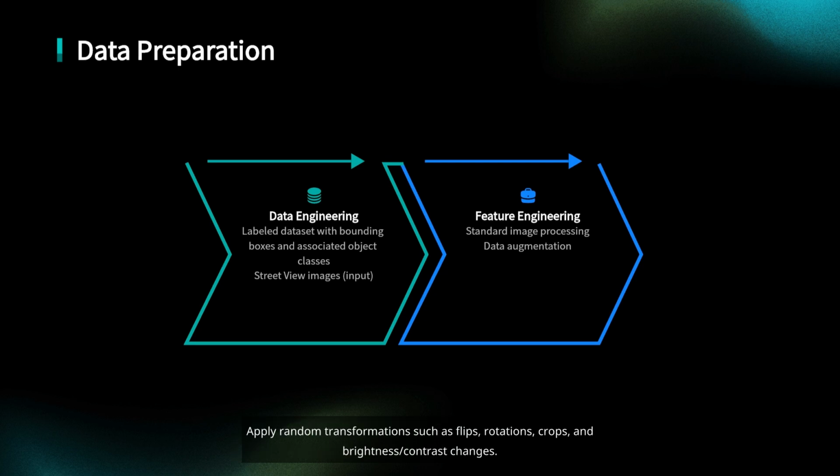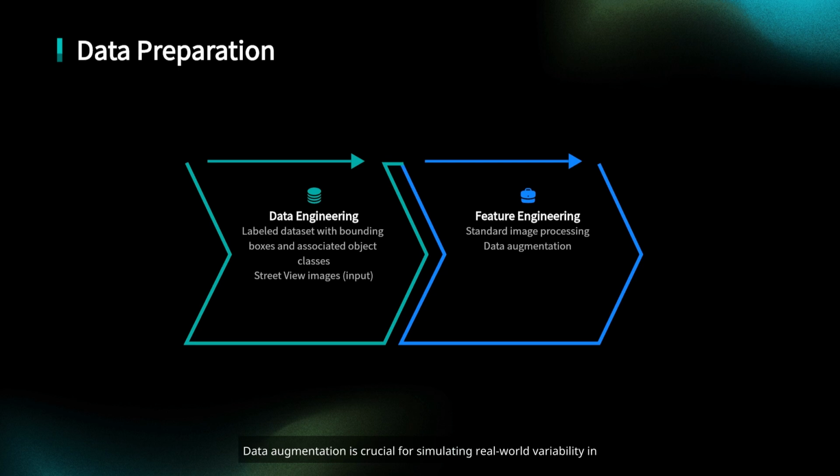Apply random transformations such as flips, rotations, crops, and brightness/contrast changes. This helps the model generalize to different conditions, for example, faces in shadows, tilted license plates, or partial occlusions. Data augmentation is crucial for simulating real-world variability in Street View imagery, helping the model detect sensitive content in diverse and sometimes difficult conditions. In summary, the quality and variety of the training data are essential.